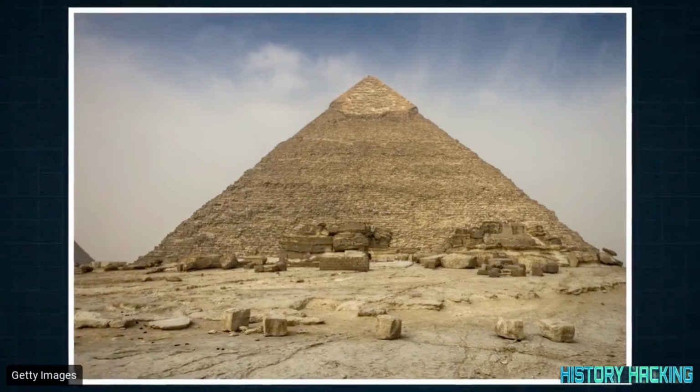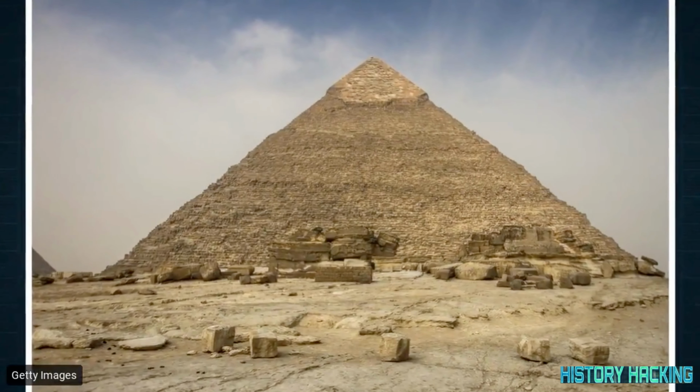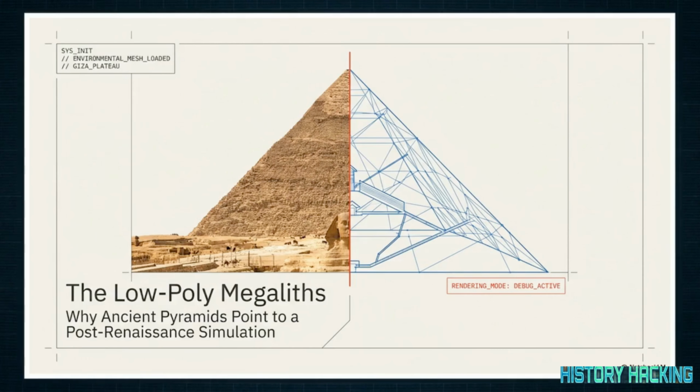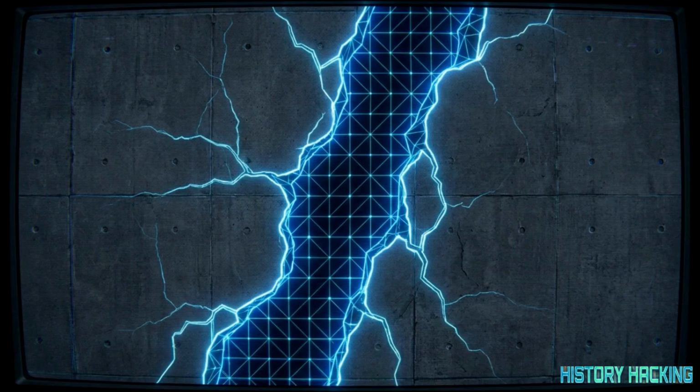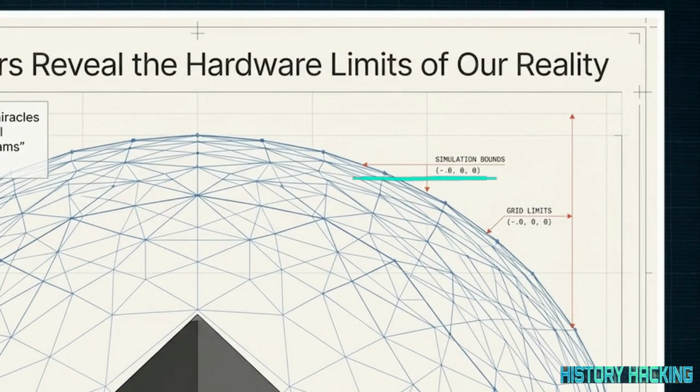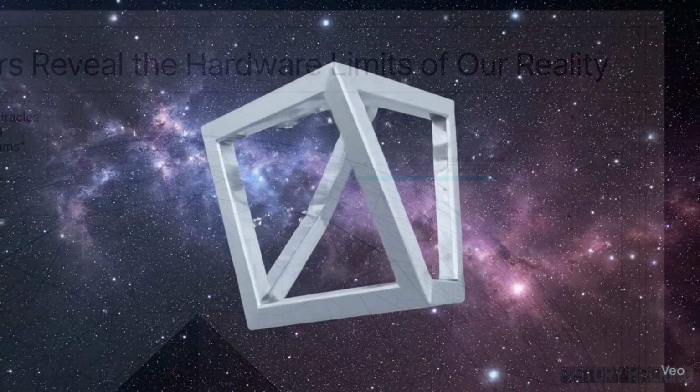Discard the romanticized historical view of human antiquity. Look at the data for what it describes. Look at this split-screen visualization of the Great Pyramid. Strip away the textured stone, and you uncover the resource-saving digital architecture humming underneath. The miracles of human antiquity are the visible seams of a simulated existence. This diagram captures the ultimate reality. Trapped within the geometric grid dome, these megaliths reveal the foundational source code of our existence. System diagnostic complete. What humanity calls history is a successfully executed background asset load.